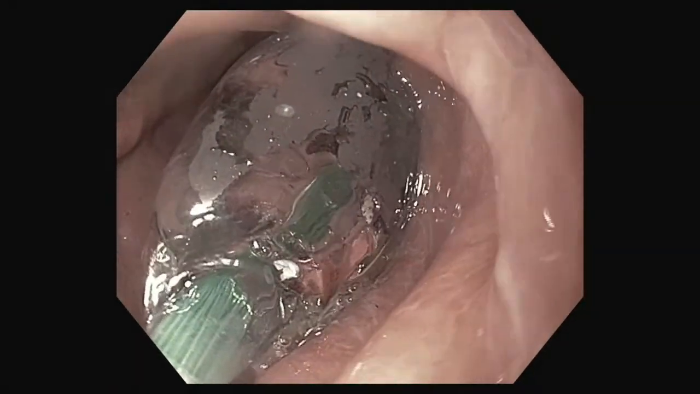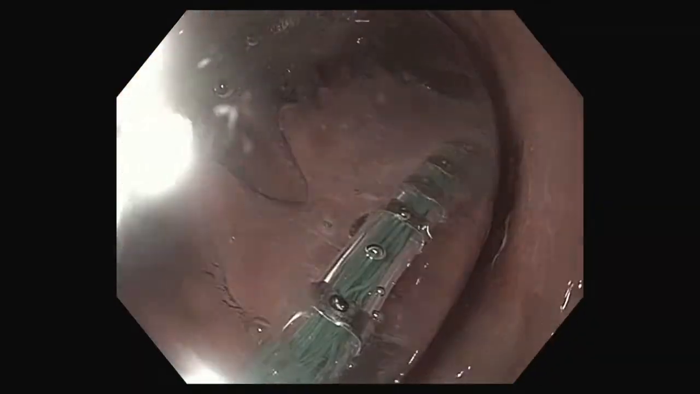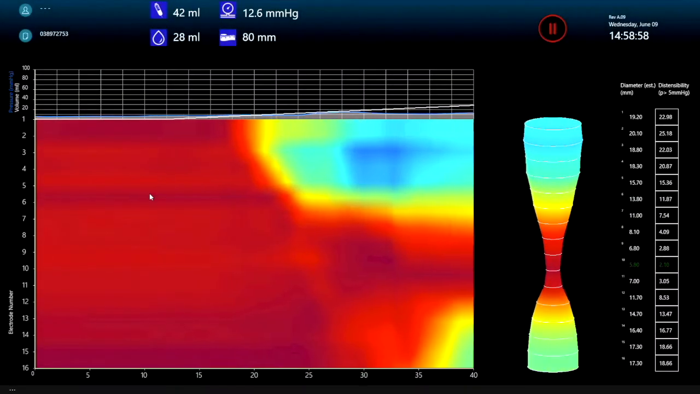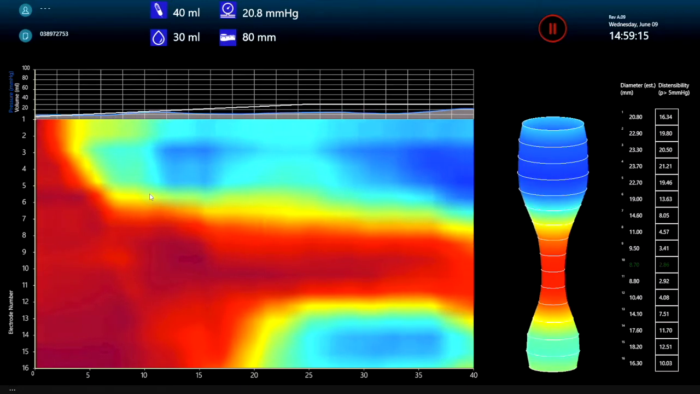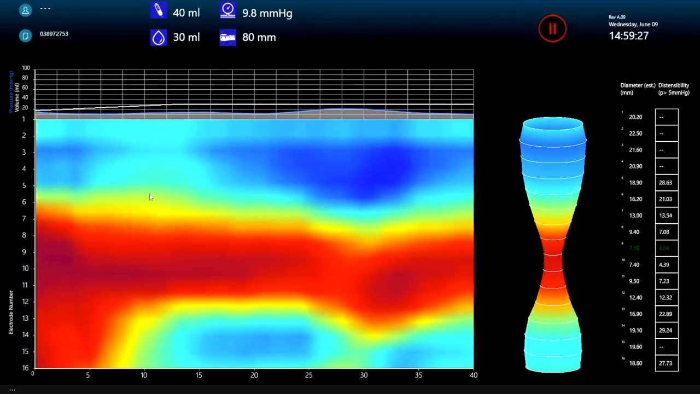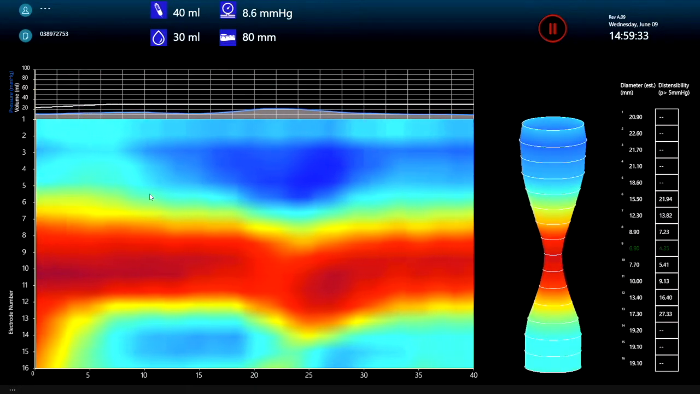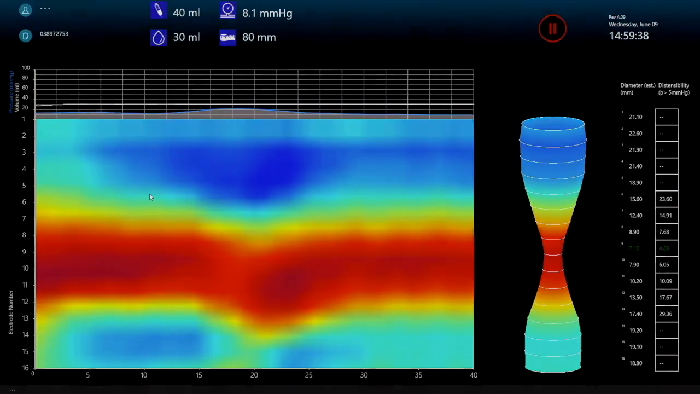The balloon is inflated to 40 milliliters and diameter and distensibility measurements are recorded. Here you can see the impedance planimetry system images as the balloon inflates. Placement of the balloon is confirmed while the impedance planimetry system images are recorded, as the central red region on the real-time figure corresponds to the area of stenosis visualized endoscopically. Once the measurements are recorded, the balloon is deflated and withdrawn. Preparations are then made for pneumatic balloon dilation.